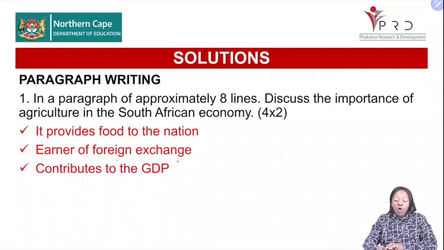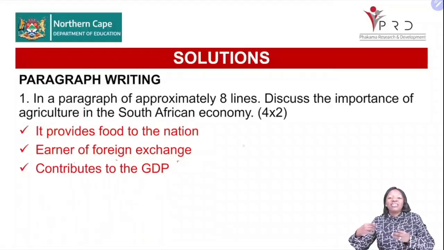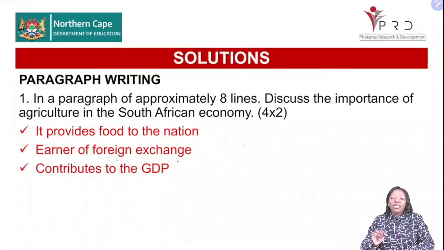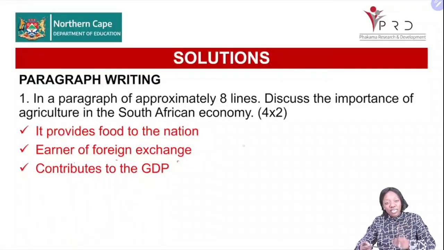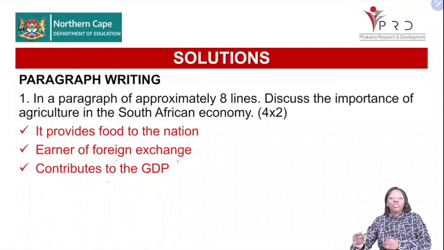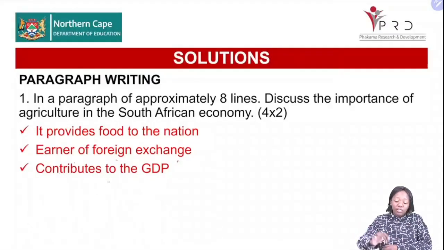Then number 3, contributes to the GDP. You cannot just come and say contribute to the GDP, but how? Remember, we are now preparing for your prelim and we are now preparing for your final exam. So through the different activities or the different industries that will be opened, more people will be employed, meaning more people will be paying or contributing towards tax, which will contribute to the GDP. So now you get the point that contributes to the GDP, but you have discussed, as the question says, discuss.